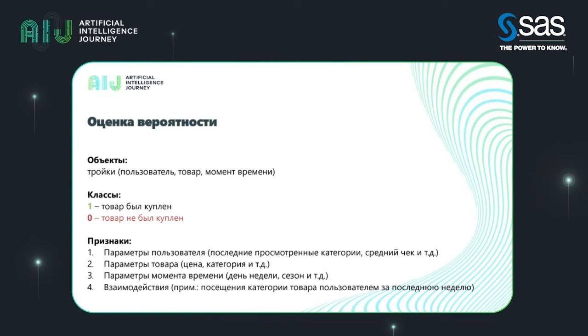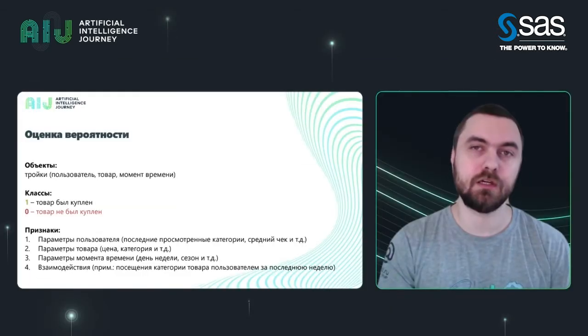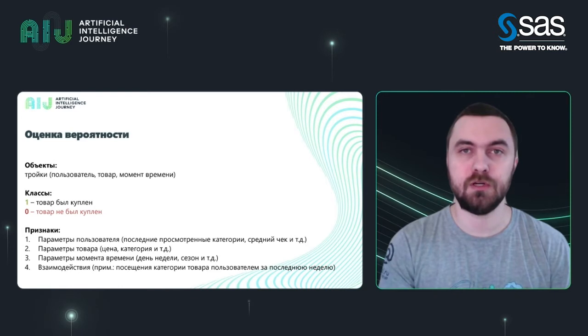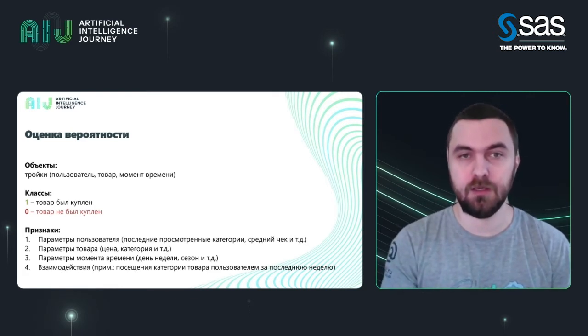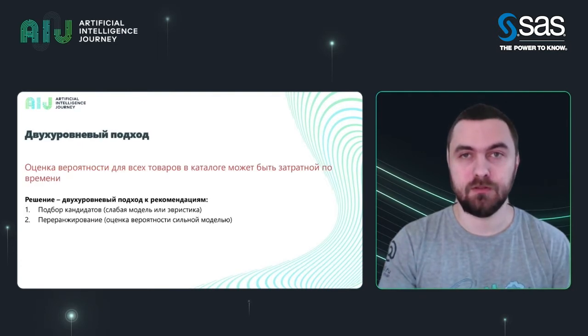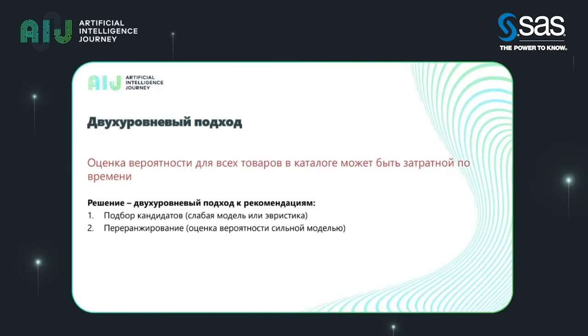And for factors, we use the parameters of the user, the good, the time, like day of the week, season, etc., and their interaction. For example, combined factors like how often did the user visit the category of these goods in the last week? We use time, user, and good in this kind of factor. And you can also note that rating the chance for all goods in the catalog will take a lot of time. So the tradition is to create a two-layer approach.